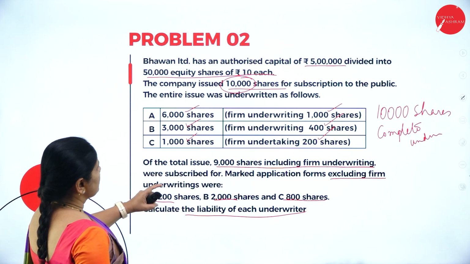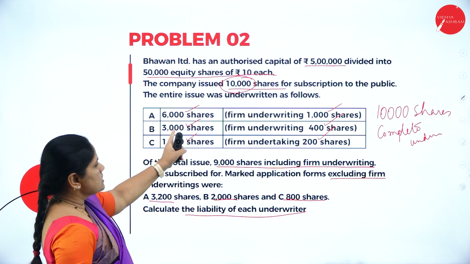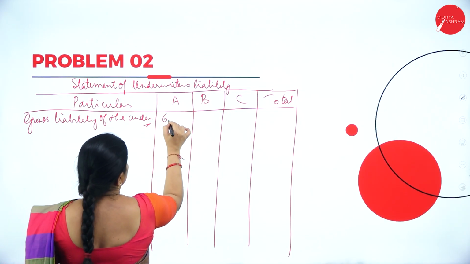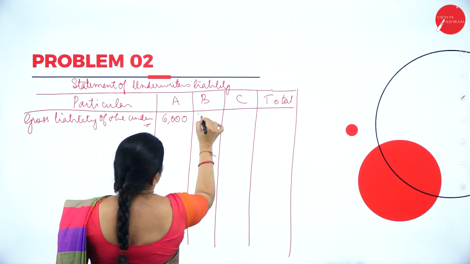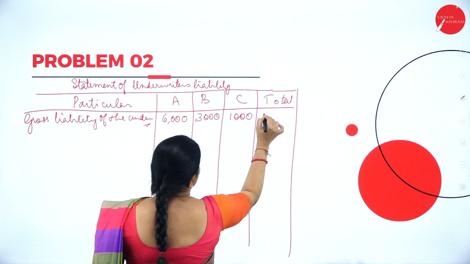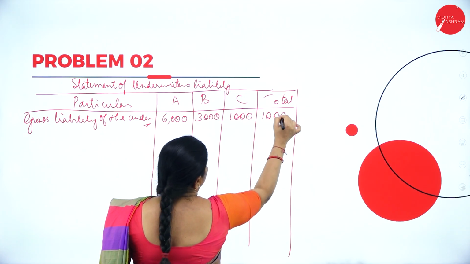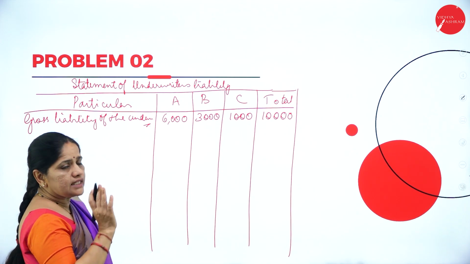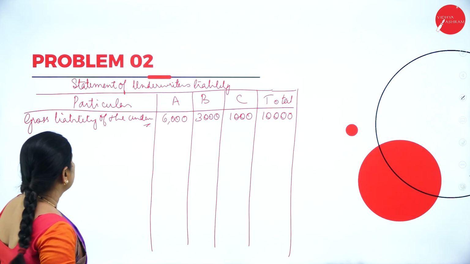Now, we will see what the gross liability is here. 6,000, 3,000 and 1,000. So I write 6,000, 3,000, 1,000. So total comes up to 10,000. So the entire issue is for 10,000 shares. The 10,000 shares have been underwritten.